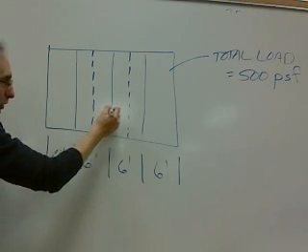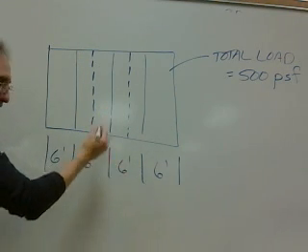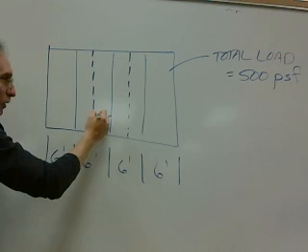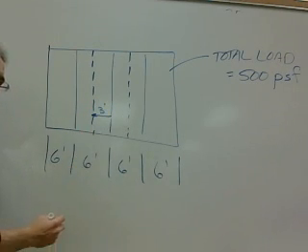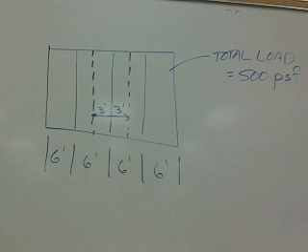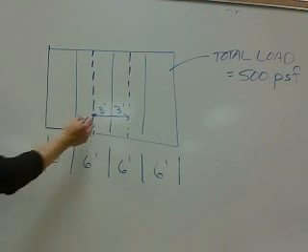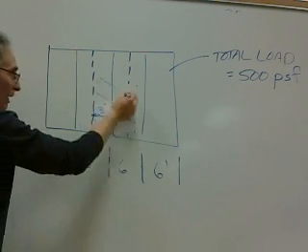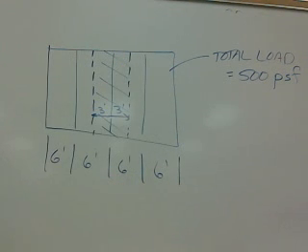So this member, if these were 6 foot on center spacing, would have to carry 3 foot this way, and it would have to carry 3 foot that way. So this beam would end up carrying 6 feet of the floor, or 6 feet of the roof, or whatever this framing plan was on.